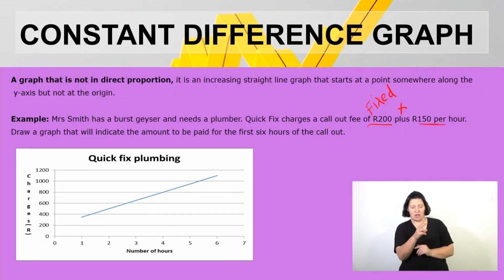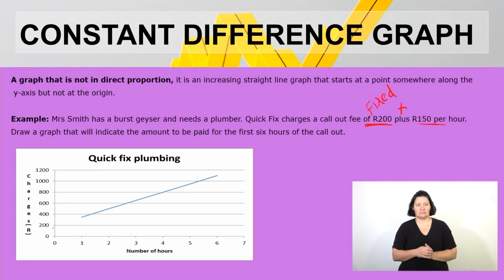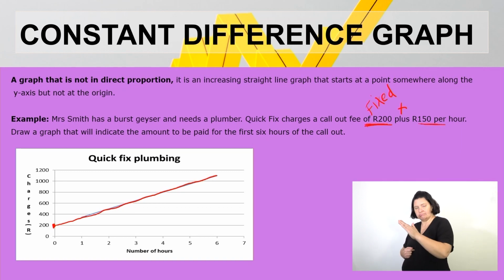So this is how the graph will look. But remember, because we have the fixed amount over there, a graph which has a fixed amount will always start from that fixed amount. So this graph will start there at 200 rands and it will extend going up. It gives us an increasing relationship, which means the more hours the plumber spends fixing the geyser, the more money they will pay. And remember the two amounts, the fixed and the variable amounts, which we will work with in a future lesson.